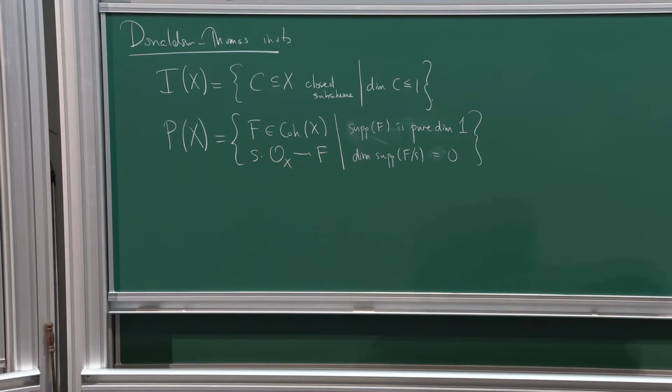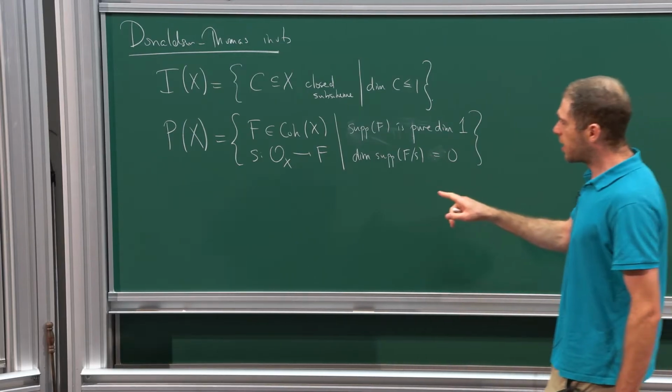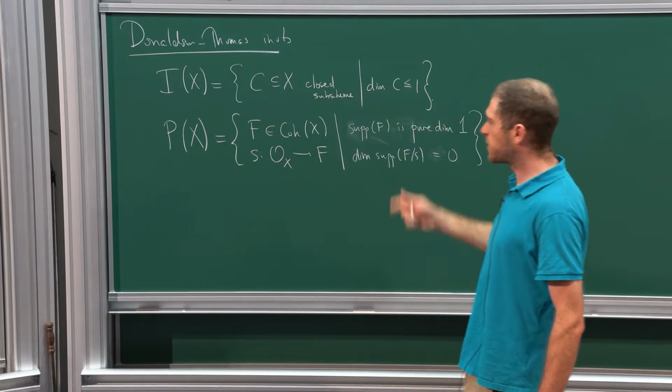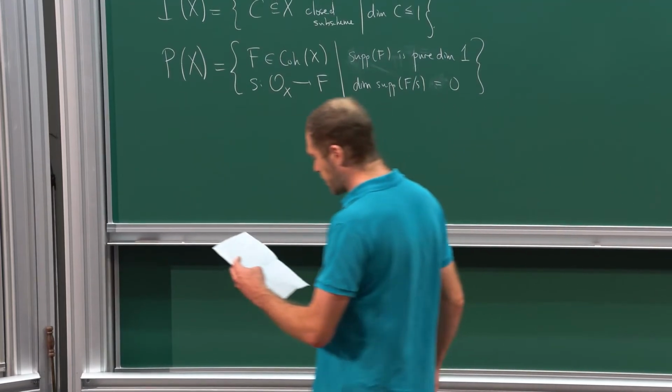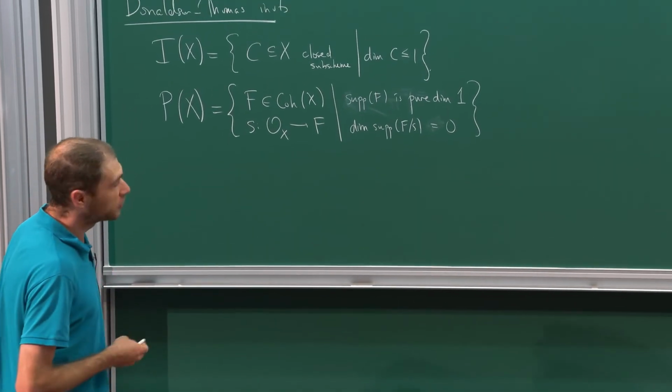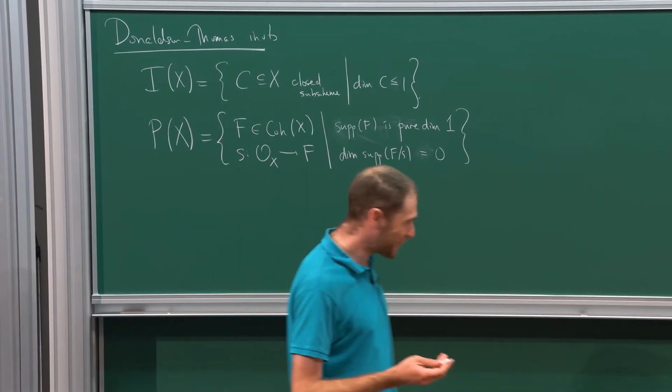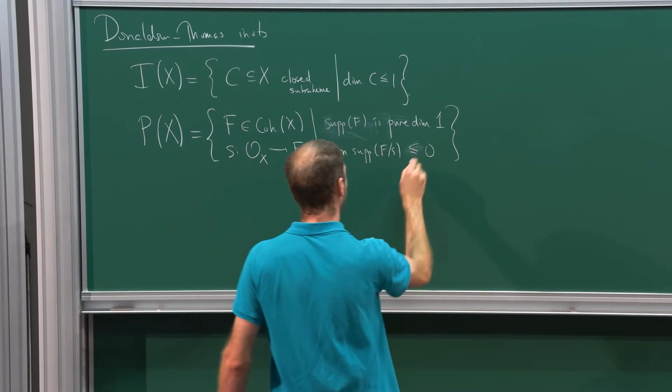Sorry, what does that mean? Support of F modulo S? Not just the image. In the image. Yes. But it could be empty, and then the dimension is minus infinity. That's correct. Maybe I'll write less than or equal to 0.